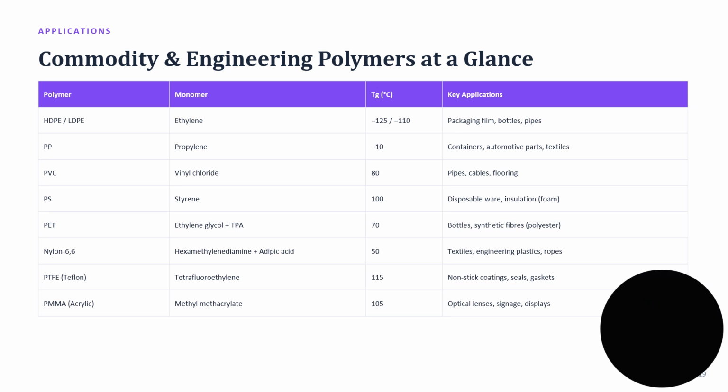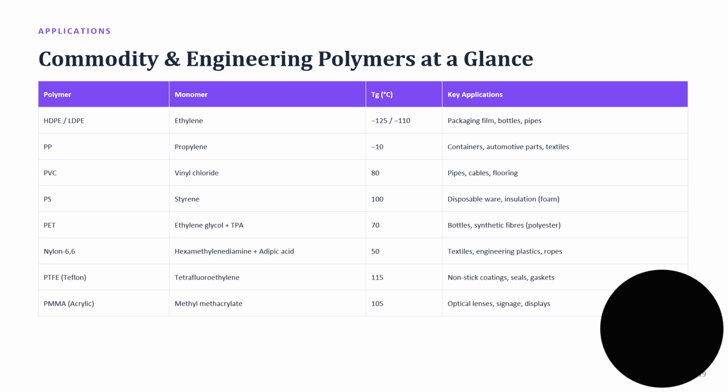So next, we are talking about commodity and engineering polymers at a glance. This slide is a quick reference table, the kind of summary worth memorizing block by block, because these polymer, monomer, Tg, and application associations show up constantly across GATE, CSIR NET, and journal chemistry interviews.